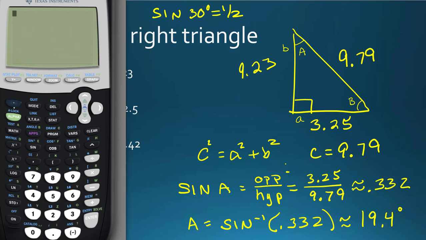Just because I'm a crazy person, I'm going to go ahead and get my C as the square root of 9.23 squared. No, that's not a squared, that's a squared. I'm just making it worse. Sorry. The square root of 9.23 squared plus 3.25 squared. Beautiful. And then adjacent over hypotenuse would be the other one, right? So I'm running out of space.